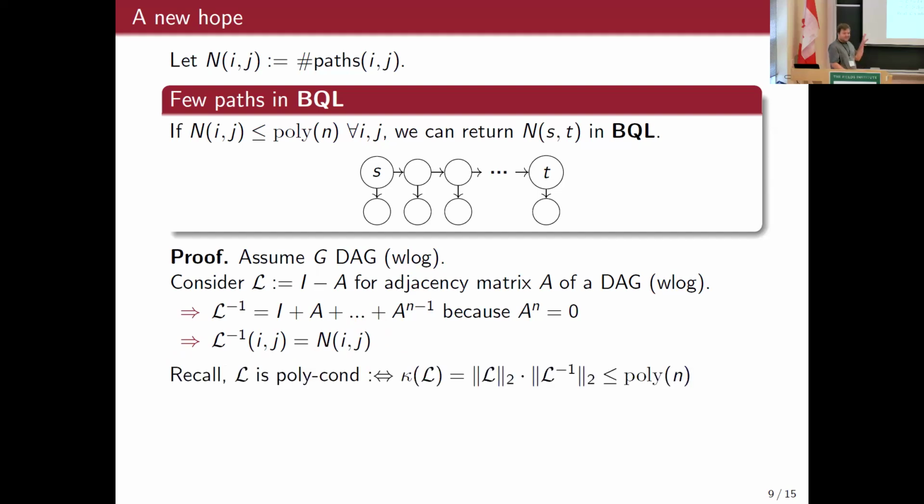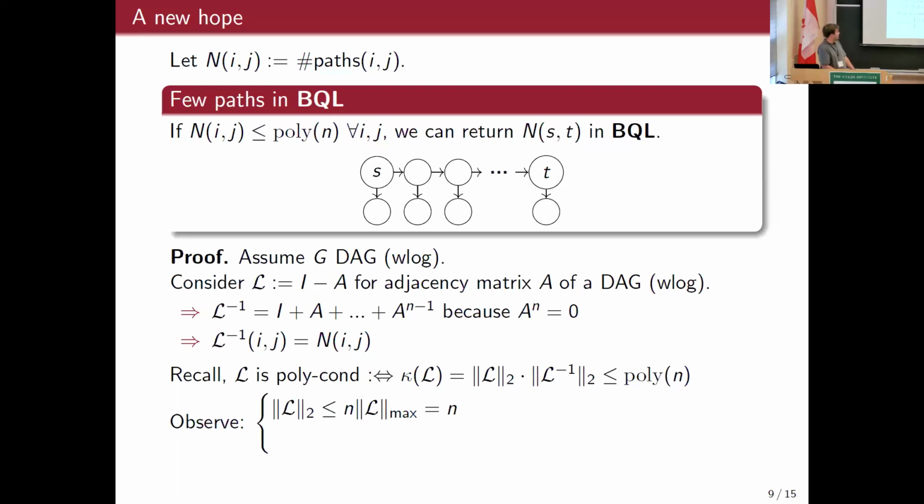Yeah, and then I mentioned before that poly-conditioned matrix inversion is in BQL. Ideally, we want to use that we can invert this matrix L. So the question is, when is this matrix L poly-conditioned? For this, we can just check the spectral norm of L and L inverse.